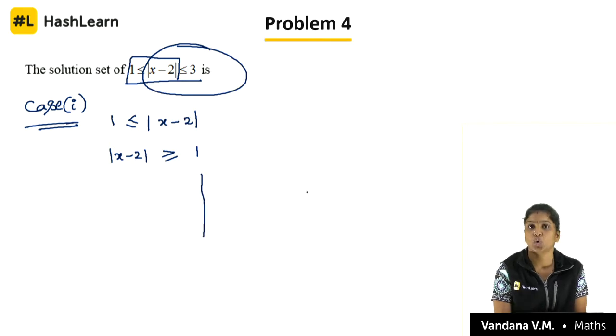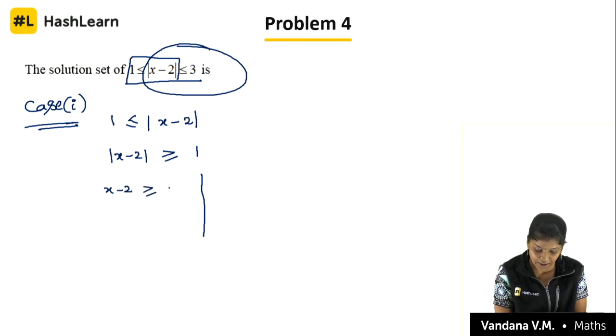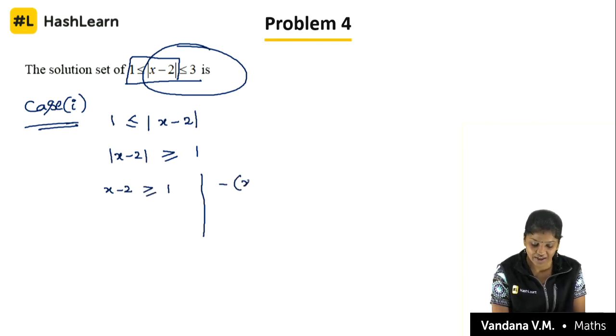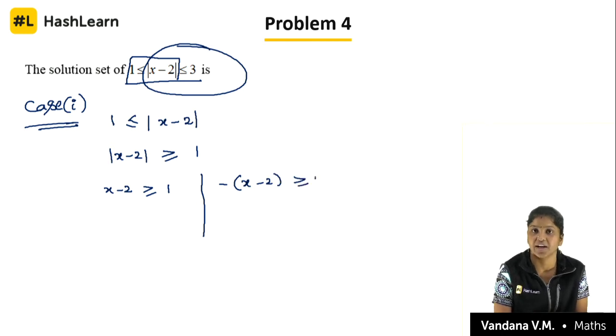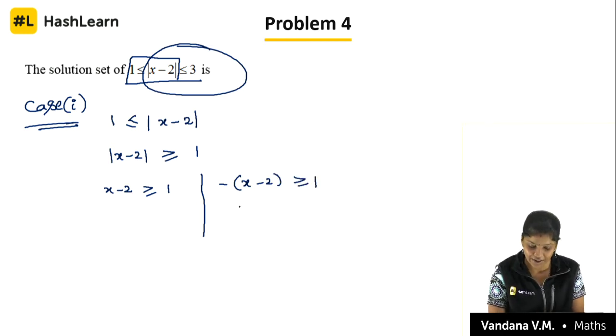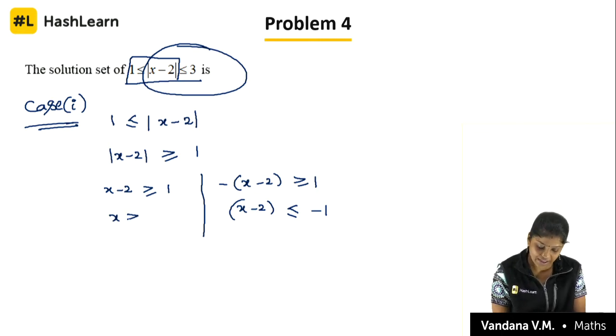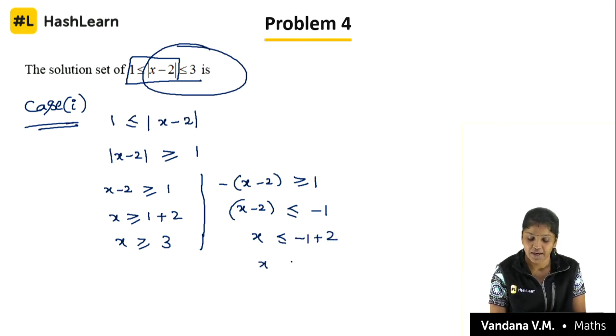Here I will get two cases if I remove the modulus. One is x minus 2 is greater than or equal to 1. The other one is minus of x minus 2 is greater than or equal to 1. Now multiply with the minus: x minus 2 is less than or equal to minus 1. Moving to that side, x is greater than or equal to 1 plus 2, so x is greater than or equal to 3. Now here x is less than or equal to minus 1 plus 2, so x is less than or equal to 1. This is equation number 1.